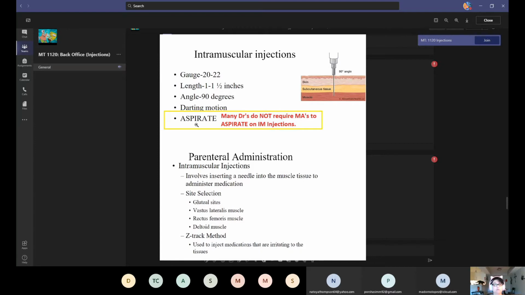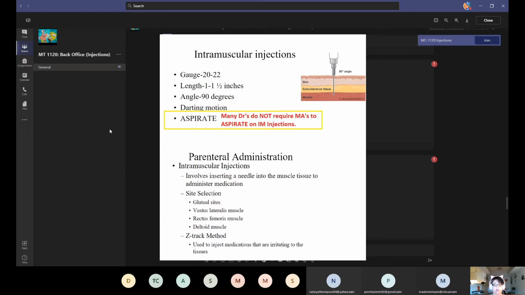Now you may go someplace that you got some old school person that's, like, oh no, you better aspirate. So if they tell you, oh, you aspirate on your IM injections, then that's how you do it. If the person training you, when you go in, says, oh, you aspirate, then you aspirate. Do what they tell you to do, because we are fluid and we go with it. But just know that most places do not require it.